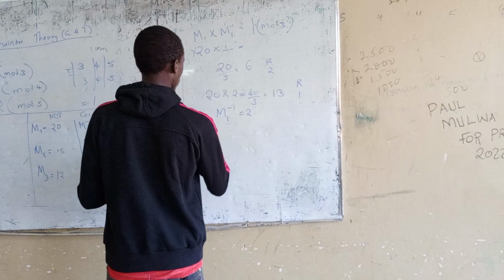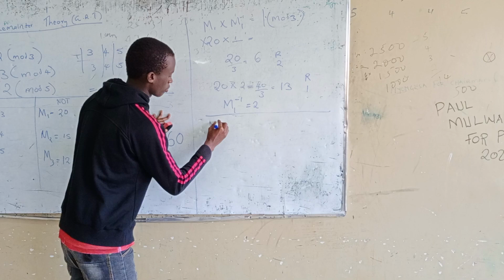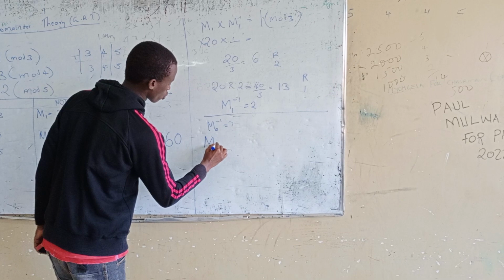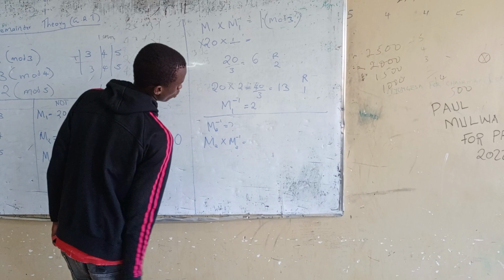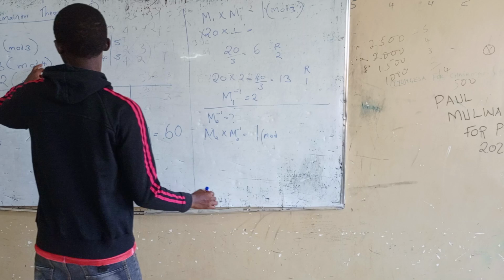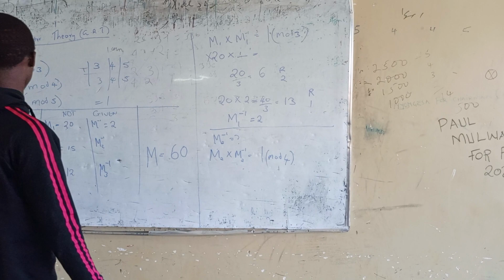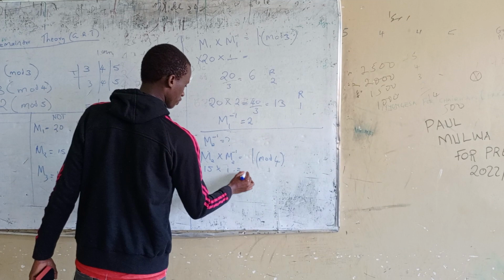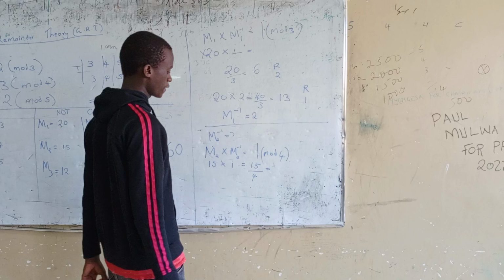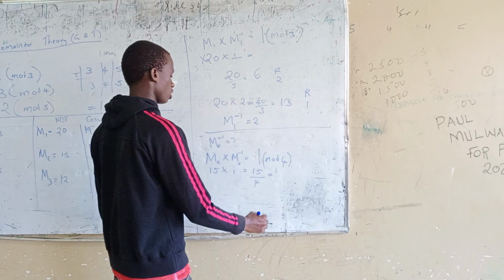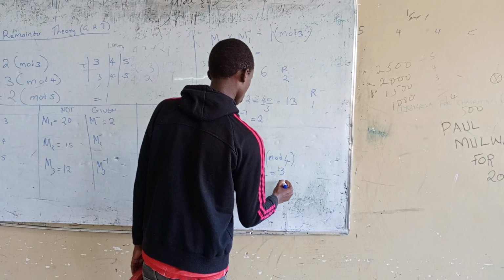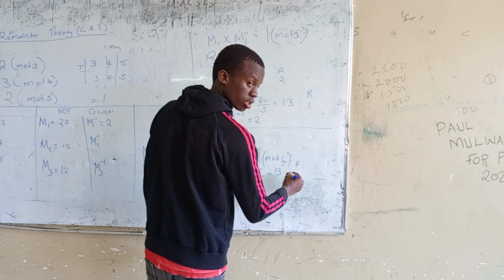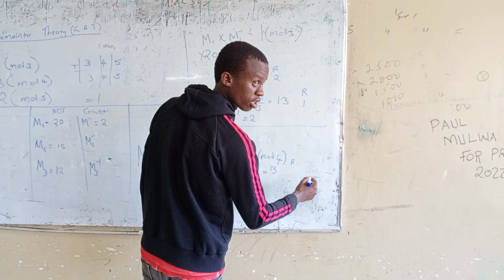We try to find our next term, M2 inverse. So we apply the same formula. M2 times M2 inverse is equal to 1 mod 4. M2 is 15. We put 1 here and try it. 15 divided by 4 goes 3 times, then it remains 3.